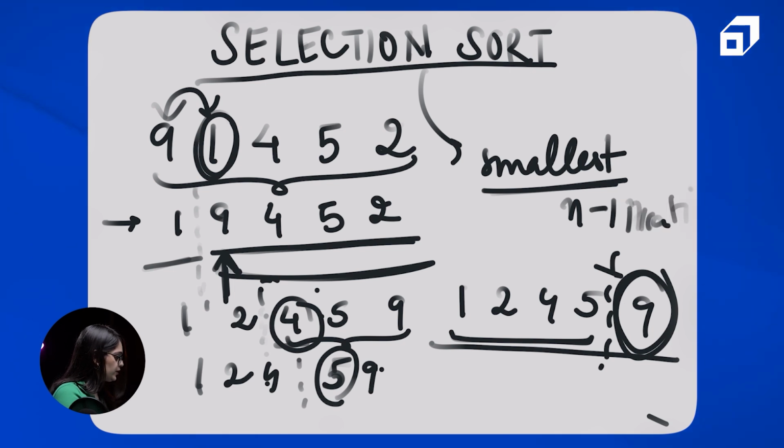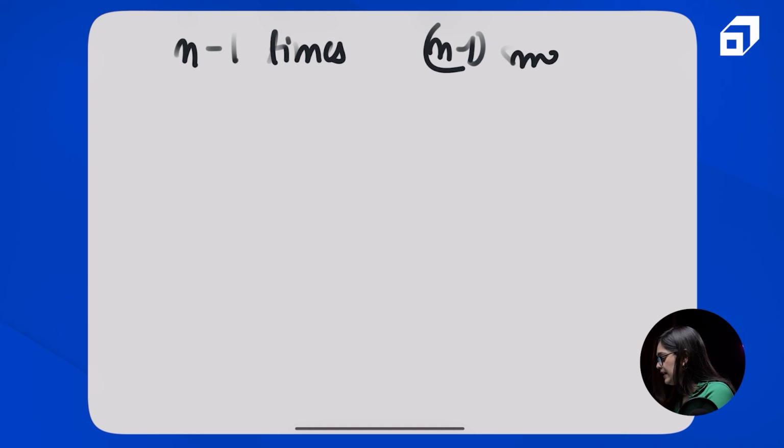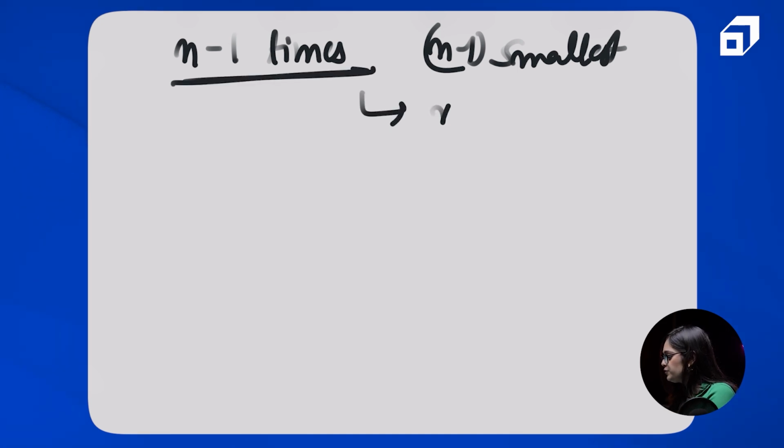Let's quickly write what we deduced from these iterations and then we will move on to the pseudocode for this algorithm. Basically, we are iterating n minus 1 times because we have to pick the n minus 1 smallest elements and put them in the right position. And the last element will already be sorted after that. And for n minus 1 times, we have to pick up the minimum and swap it with the right index it has to be at.